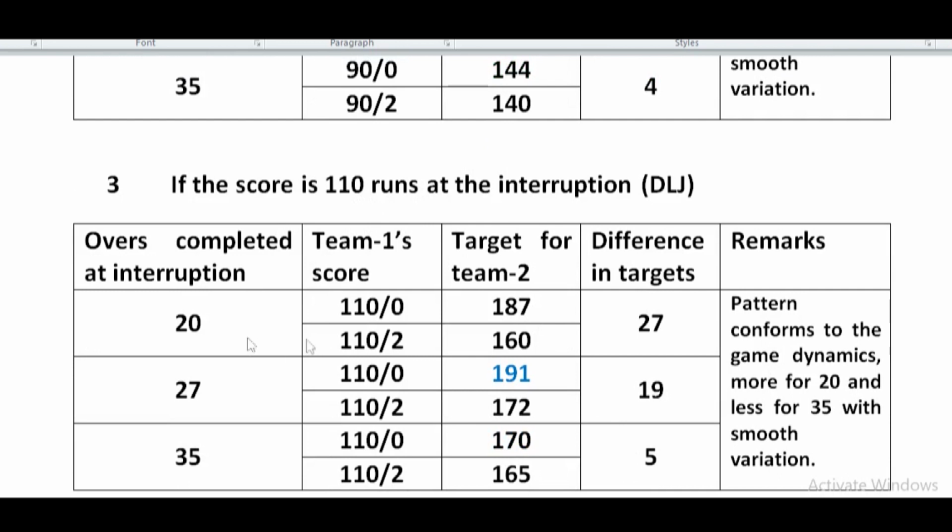You can see that here in case of interruption taking place after 20 overs, the difference is 27. Now for 27 overs it is 19, and for 35 overs it is 5. So very smoothly it is coming down.